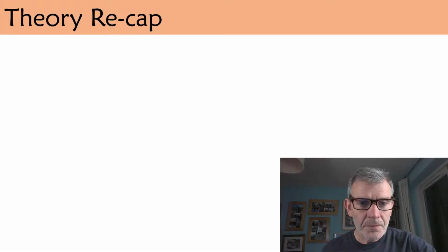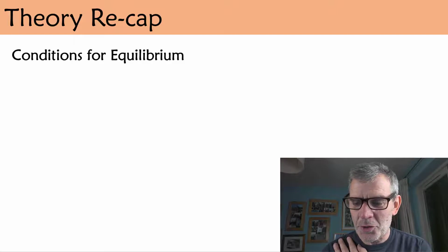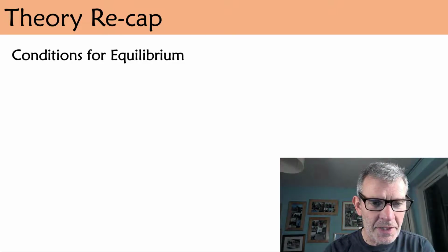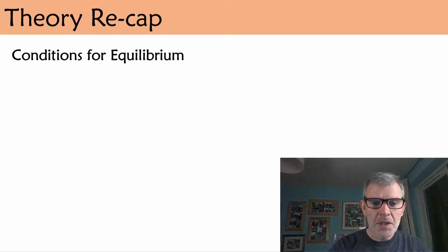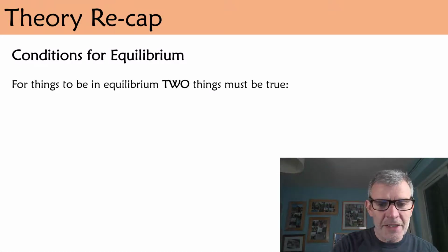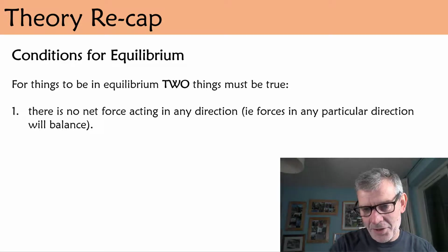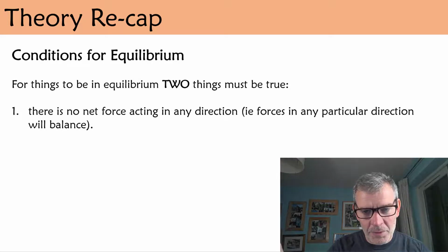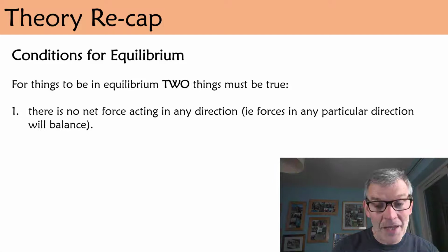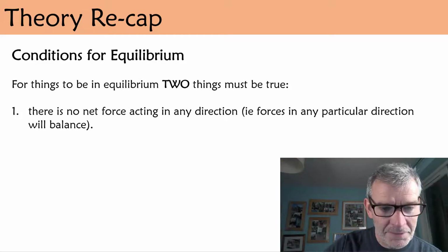A little bit of theory recapping first of all. Conditions for equilibrium, very common starter to a question. Quite often we'll have to state the conditions required for equilibrium. There are two conditions that must be true for a system to be in equilibrium. First of all, there's got to be no net force acting in any particular direction. So the forces acting up the slope must equal the forces acting down the slope. The forces acting vertically must be equal, and the forces acting horizontally must also balance.